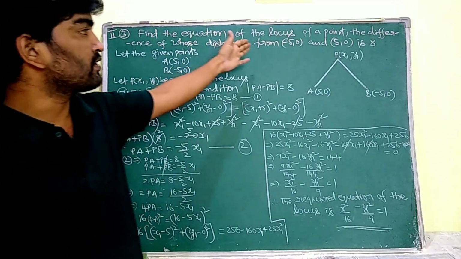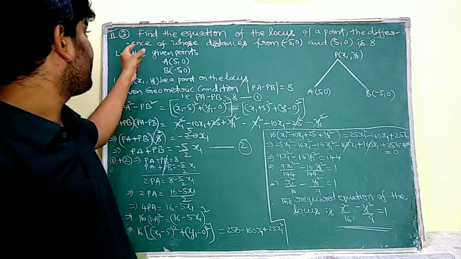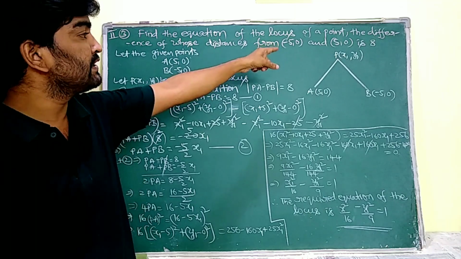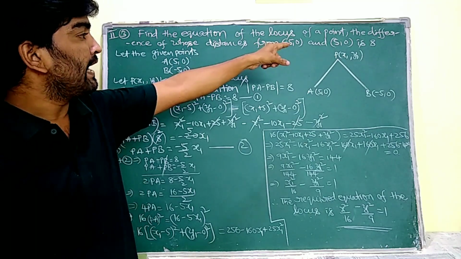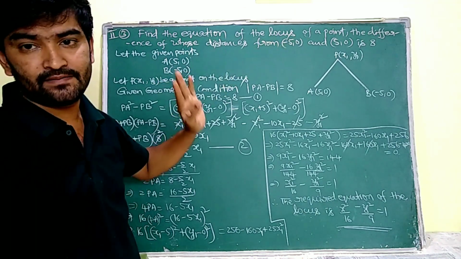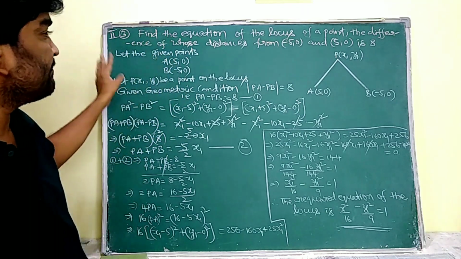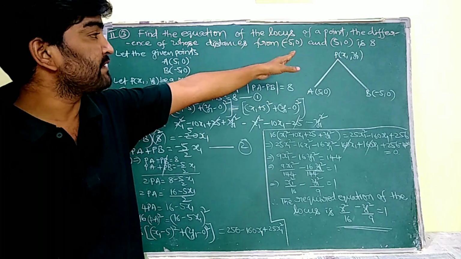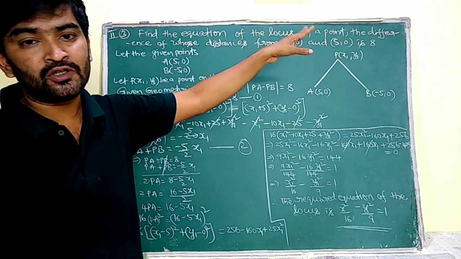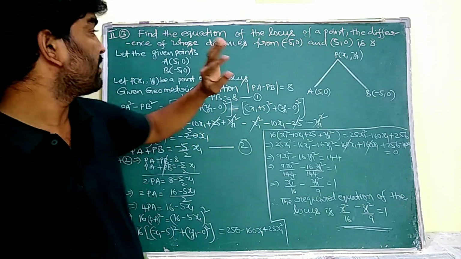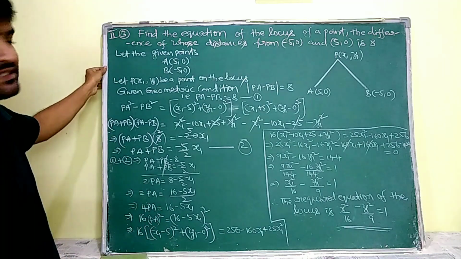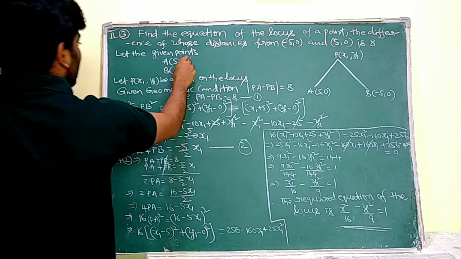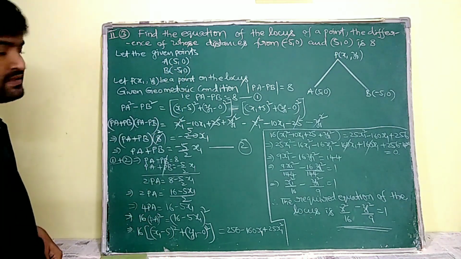Find the equation of the locus of a point, the difference of whose distances from (-5, 0) and (5, 0) is 8. Here he mentioned clearly that the difference of the distances from a point to (-5, 0) and (5, 0) is 8. Firstly, we have to write the given points. Let the given points be A (5, 0) and B (-5, 0).